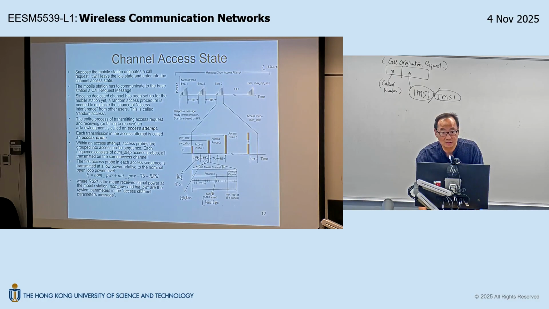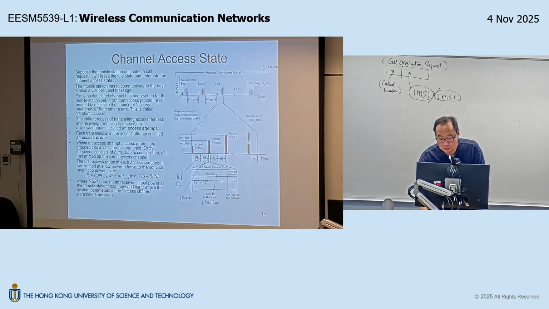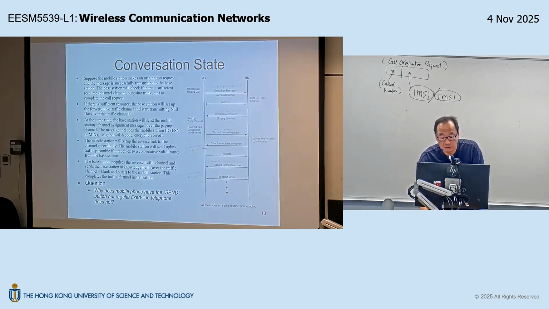Any questions? Okay, if not, after you keep doing this access procedure and one of these access attempts successfully gets through to the base station, then you will leave the access state and enter into the final conversation state. In the conversation state, there will be some subsequent handshaking between the mobile and the base station. These are the snapshots. For example, this is the origination request message sent through this access channel from mobile to the base station.